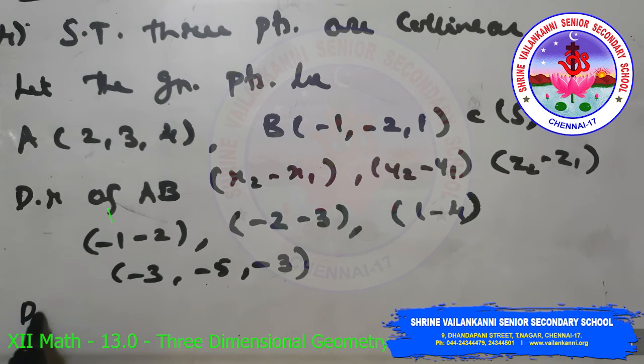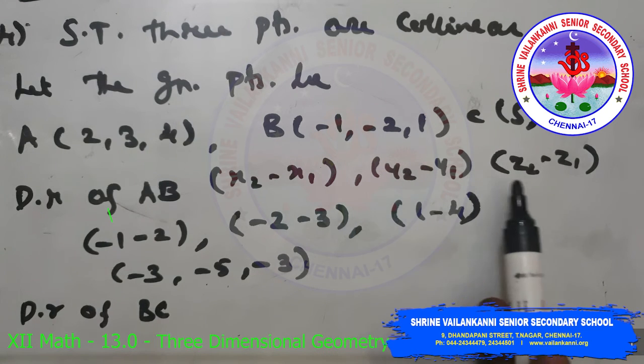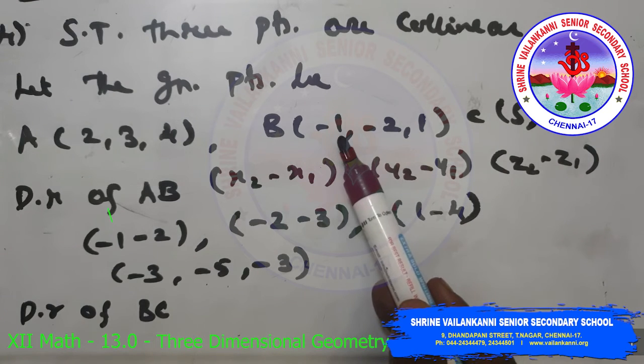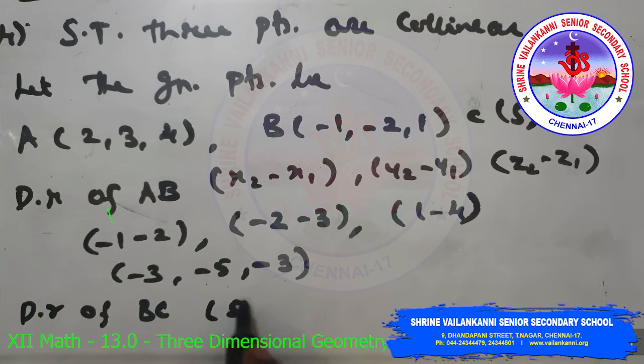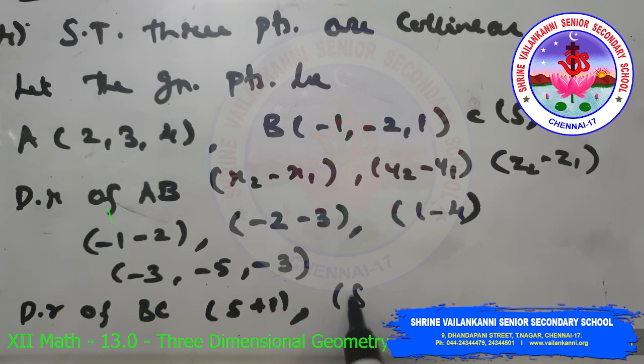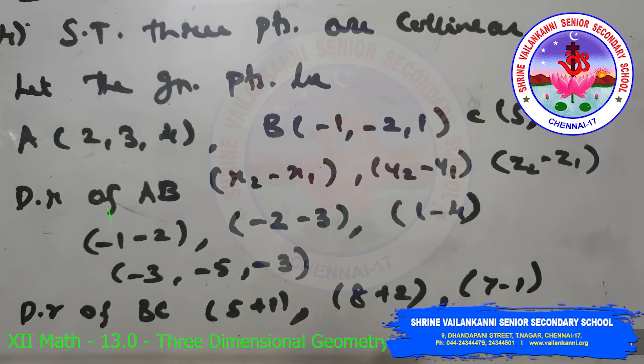Now we have to find direction ratios of BC. Using the same formula, x2 minus x1, y2 minus y1 and z2 minus z1. So 5 minus of -1, so 5 plus 1, 8 minus of -2, so 8 plus 2, 7 minus 1. So direction ratios of BC are 6, 10, 6.